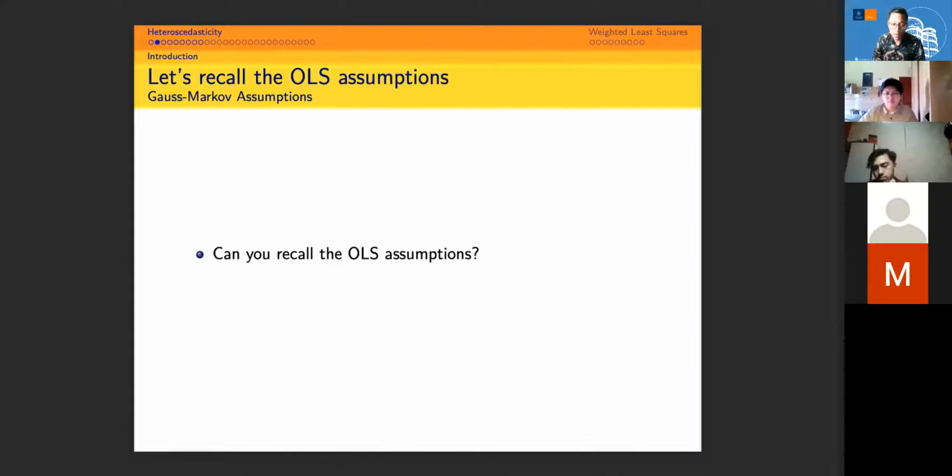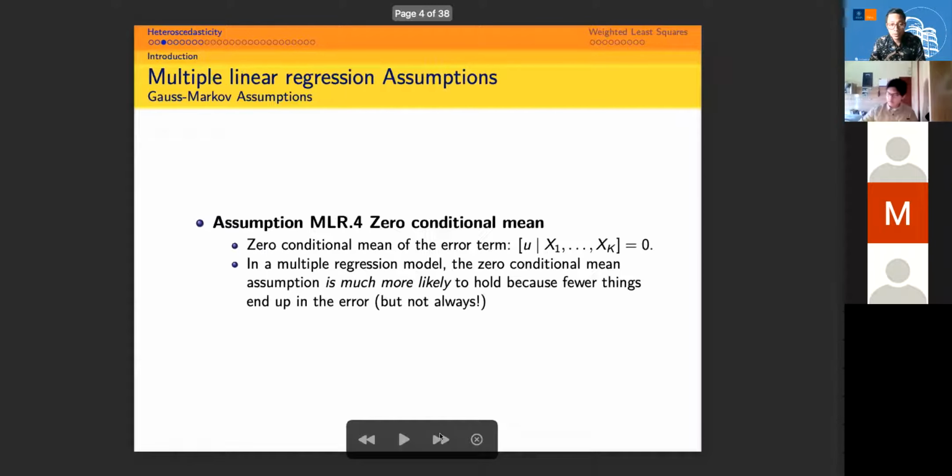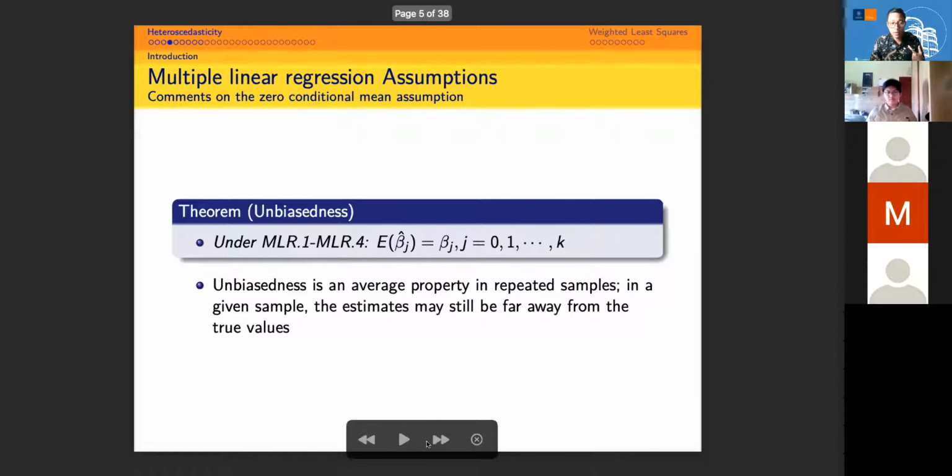So I just want you to recall now what are the consequences of those assumptions. So the first one is, what are the consequences if you fulfill the first assumption, second assumption, third assumption, and then fourth assumption?